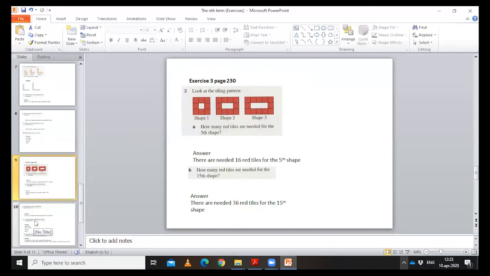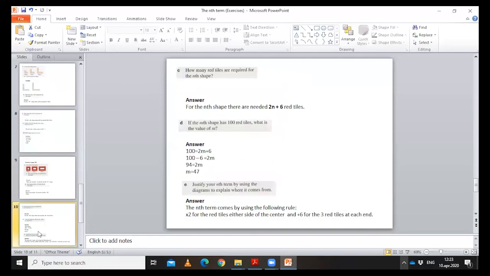I guess you understand the way this pattern works, because you see carefully. In the first shape, there are 1, 2, 3, 4, 5, 6, 7, 8 red tiles. For the second, 1, 2, 3, 4, 5, 6, 7, 8, 9, 10. So 2 more, but at the same time 1 empty space is added in the center. For C, how many red tiles are required for the nth shape? For the nth shape, the answer would be 2n plus 6 red tiles.